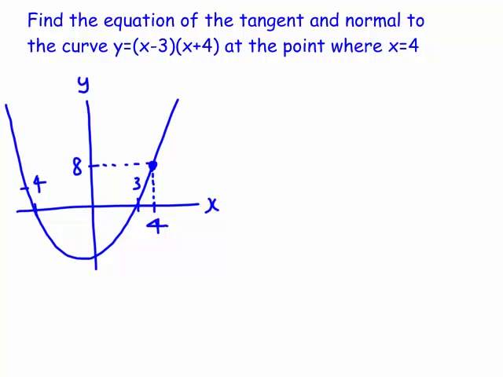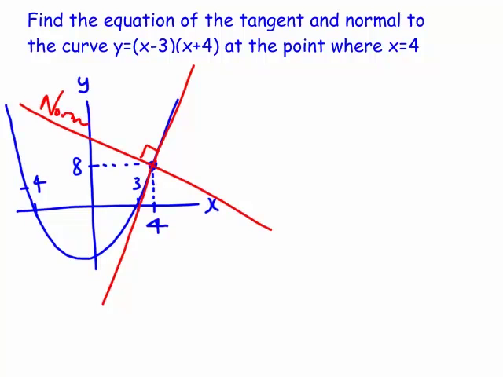Now, let's also try and draw a picture of what's happening. We are going to find the equation of the tangent, which is this line here, and the normal here, which is at right angles to it. So this is the normal, and this other one here is the tangent. Okay, so we need to find the equation of both those lines. So how are we going to do it?